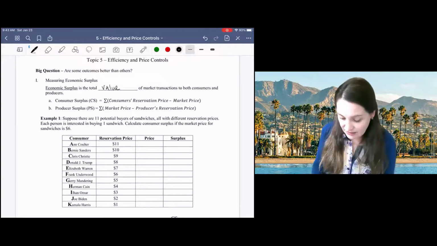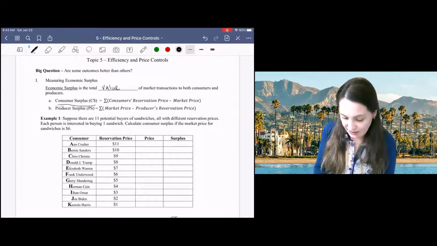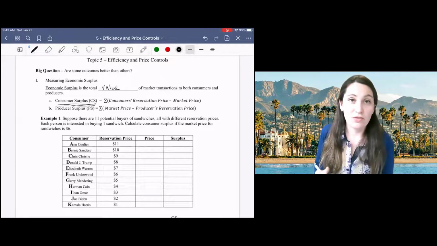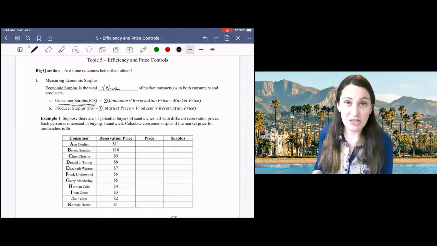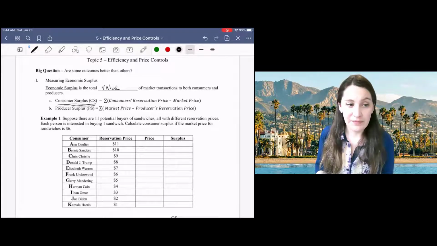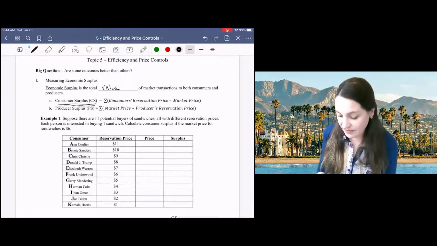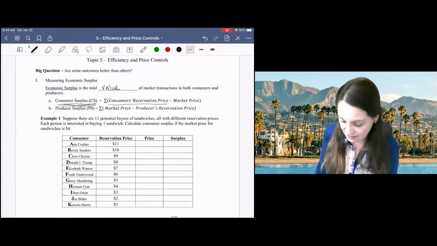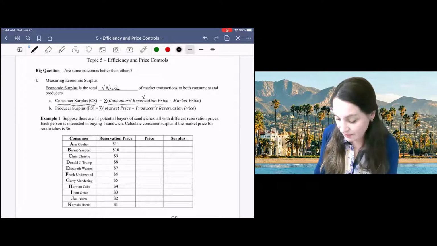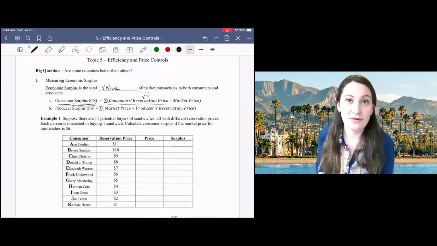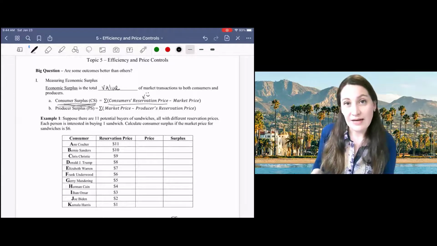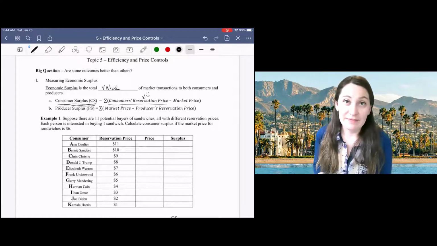Consumer surplus is the value of a market transaction or the sum of all market transactions to consumers. So we want to add up the difference between the consumer's reservation price, which remember is based on the consumer's value of the product or their utility from consuming the product, minus the price they actually paid.